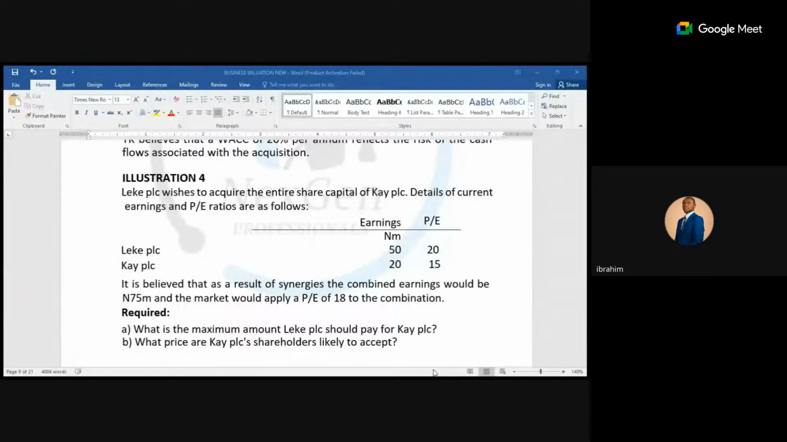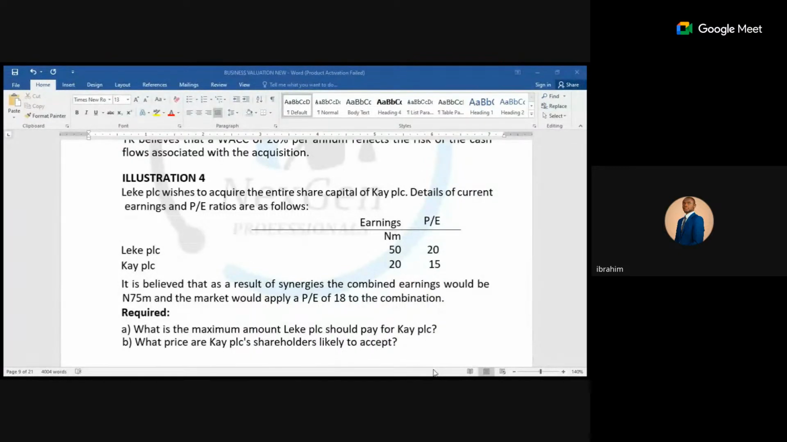Right? Now, illustration. Lekki PLC wishes to acquire the entire share capital of KPLC. Right? The entire KPLC. Details of current earnings and PE ratios are as follows. Lekki wants to acquire, that is acquisition.